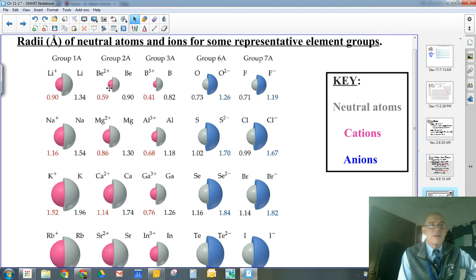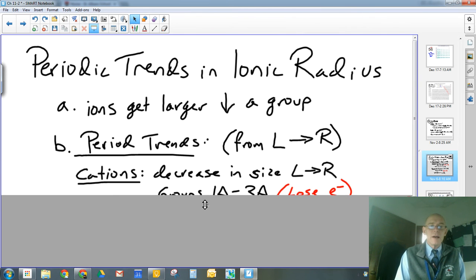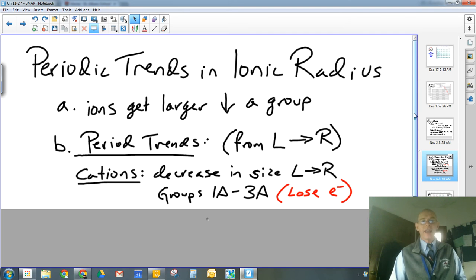So in any event, notice that even for the +2 ions, they always get bigger as you go down the periodic table. Here's the +1, the alkali metals. They always get bigger, again, simply because the principal quantum number, or if you like, energy levels or shells, gets bigger as you go down a group. Now, other periodic trends in the cations.